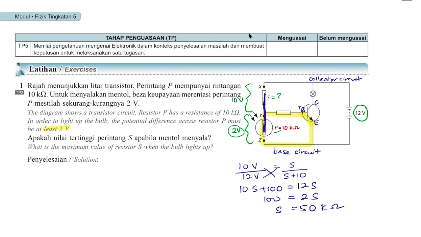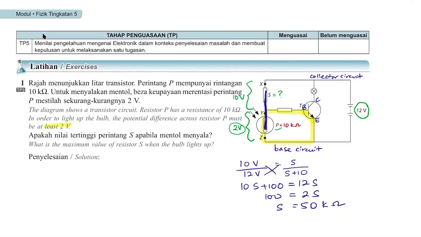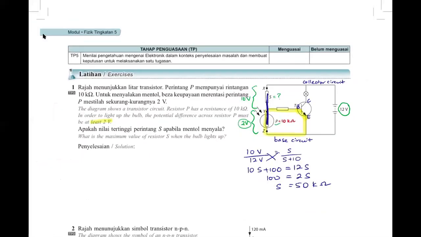Okay, 50. Jadi Ryan ngam lah. Ngam kah? Kita cek jawaban dia. We check the answer. Solution. Yeah. Betul. 50 kilo ohm. Alright. Answer is 50 kilo ohm.